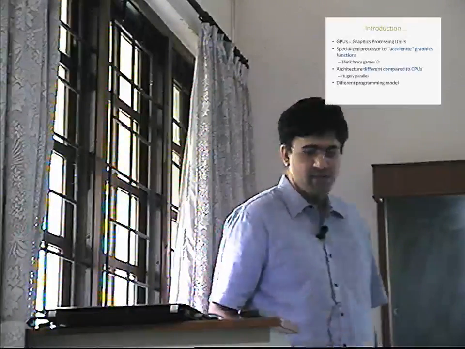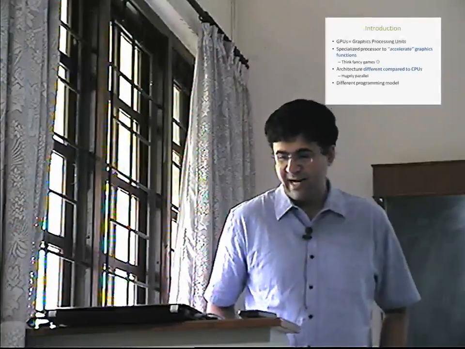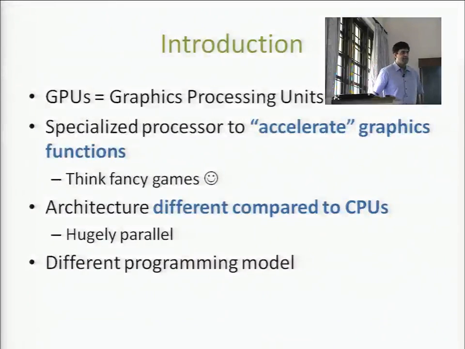GPUs are graphics processing units, and these are very specialized pieces of hardware to accelerate graphics functions. We'll talk a little bit more about what that means, but basically they're very specialized processors. CPUs are meant to run any type of program reasonably well. Graphics processors are meant to do graphics applications really well.